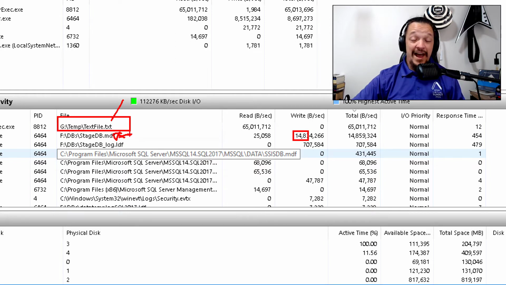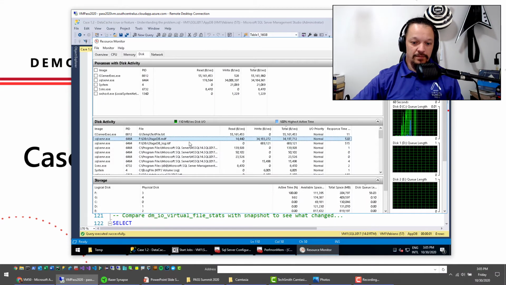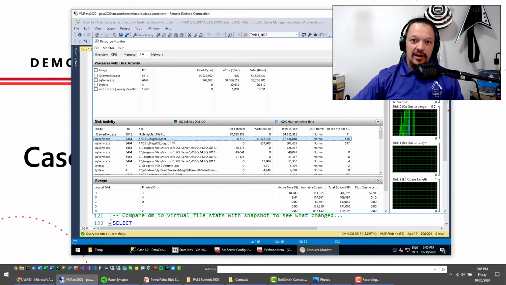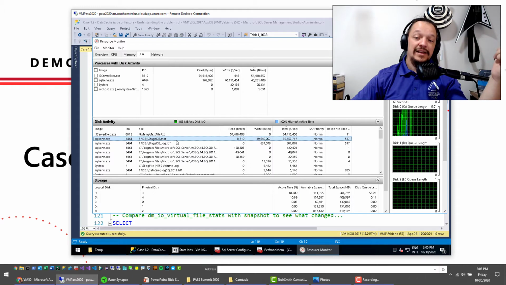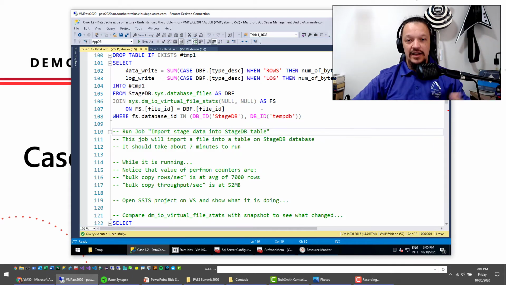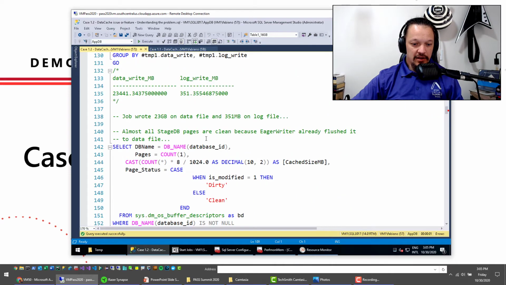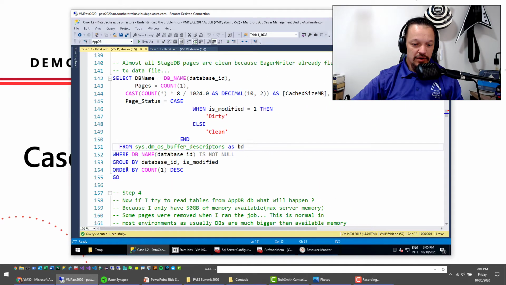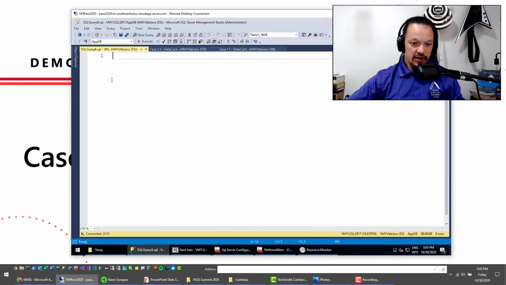This will not happen with the TempDB because, again, eagerWriter will not write those pages. So that's why it is going to be a lot faster, but it is going to cause a problem. All those pages that are being written into the data file are clean because eagerWriter is cleaning them. It's flushing, persisting the data to the disk. If we come here and look at the buffer descriptors while it's running, let's open a new query here.